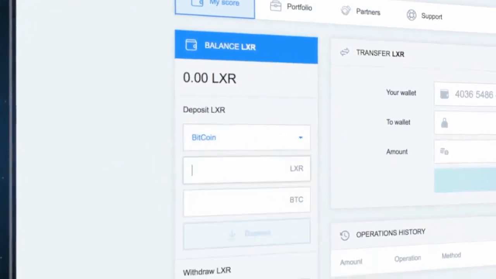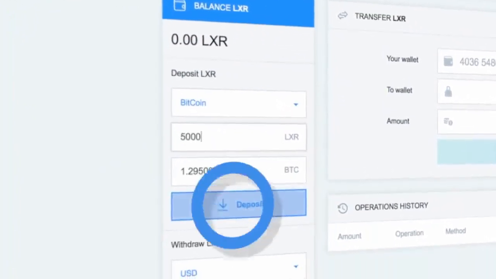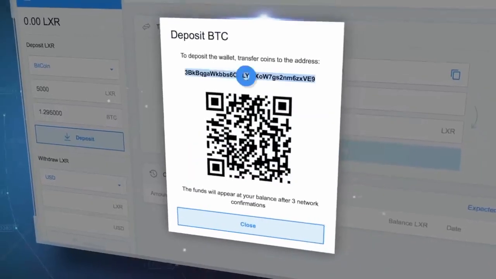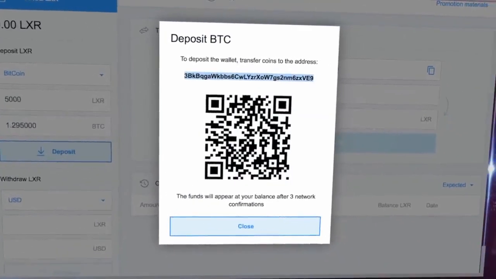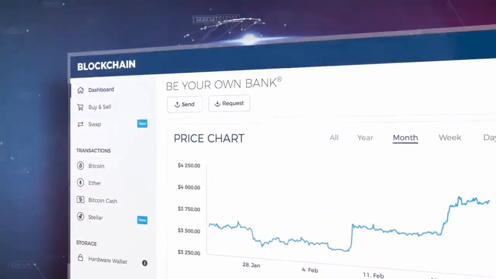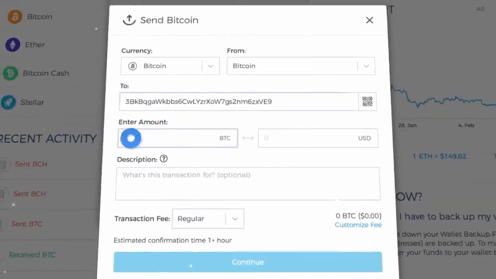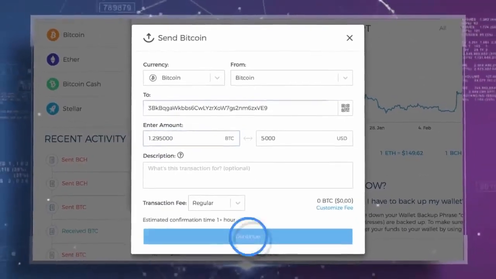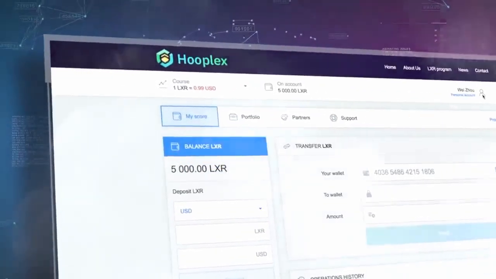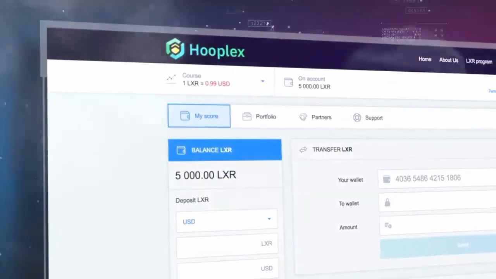Enter the amount of LXR you want to buy and click the deposit button. You may use the QR code or the link to complete the transaction. Proceed to blockchain.com, paste the link, and send the necessary amount of funds. Now you're an LXR holder and can multiply your funds by opening the deposit.